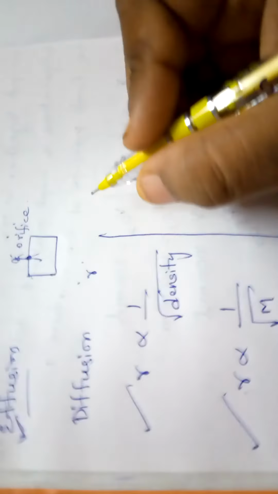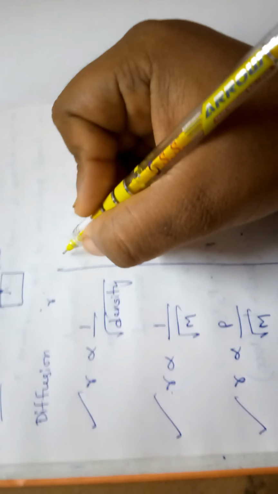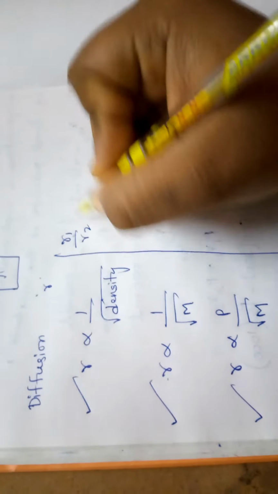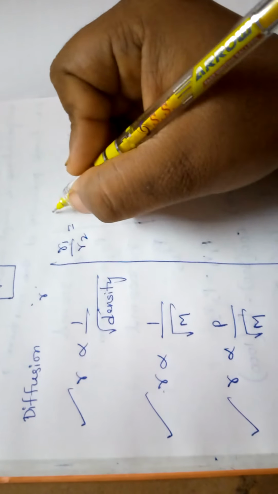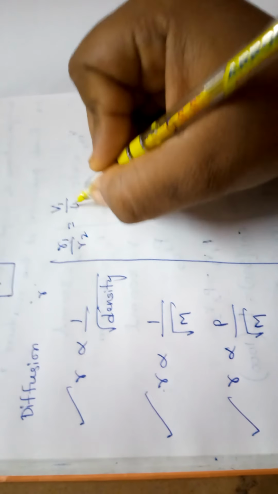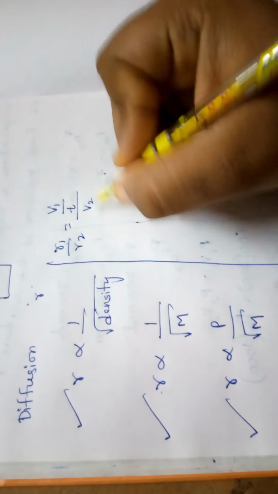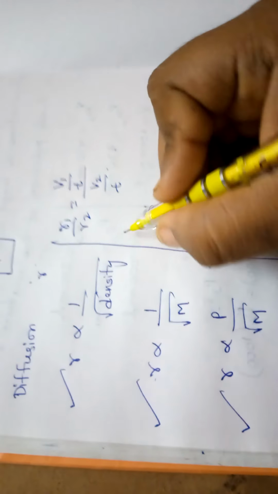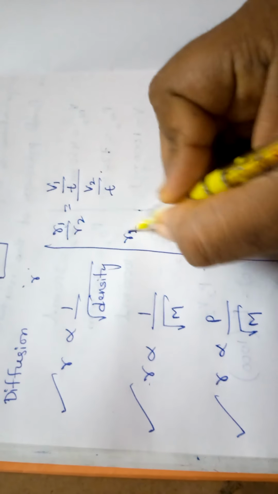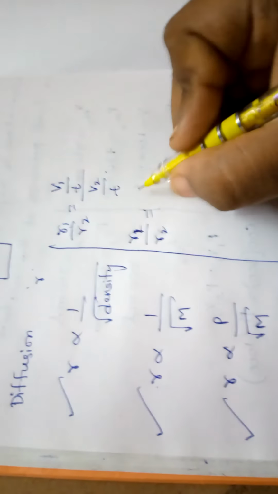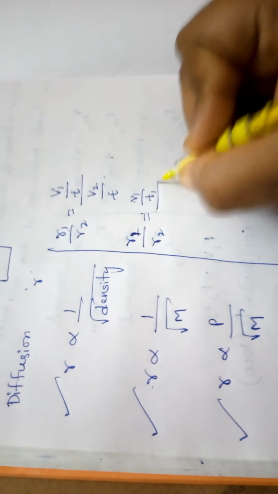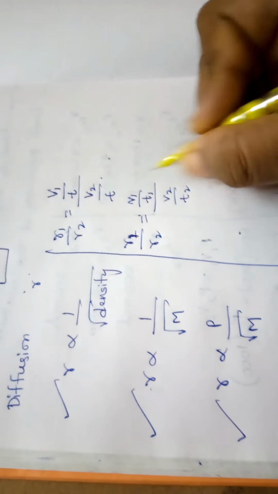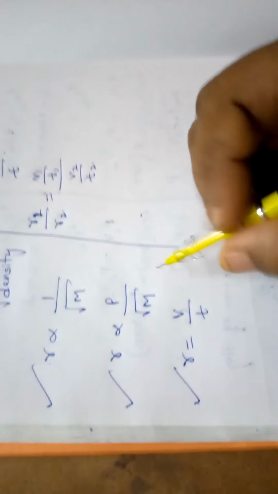Suppose we are talking about two gases: R1 by R2 equals, if the time is the same, V1 by T, V2 by T. We'll write this one. If the time is different, R1 by R2 equals V1 by T1, V2 by T2. This is for two different gases. Based on this formula.